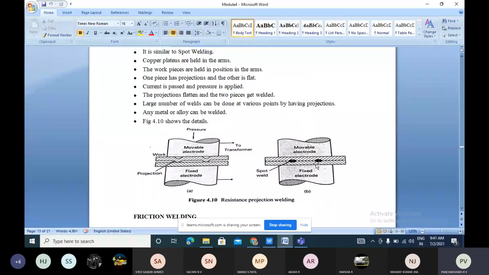The other one is seam welding, where the welding process is continuous, not intermittent. So continuous welding is taking place. That is called seam welding. That is also taking place at the joint or at the junction, not on the surface of the metal. On the surface of the metal, we will not see anything. Only inside the metal parts it is welded. So this concept is called electrical resistance welding.